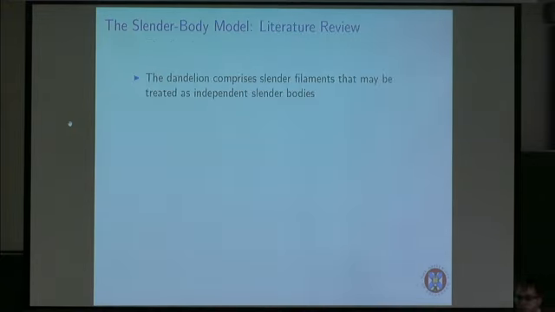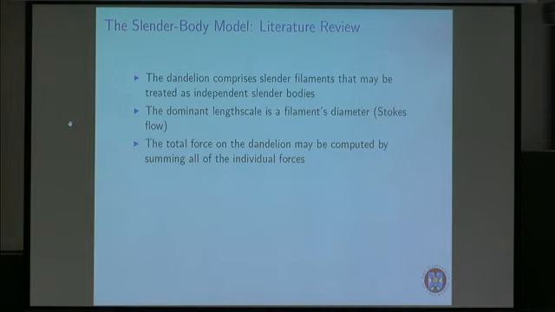Right, so let me just sum up that model. So the dandelion comprises slender filaments. They may be treated as independent slender bodies. The dominant length scale is the filament's diameter. So we have Stokes flow, sum all the individual forces up, and you get a good answer.